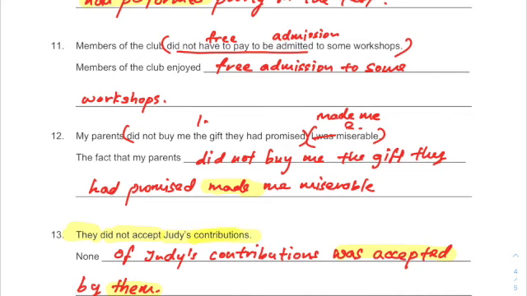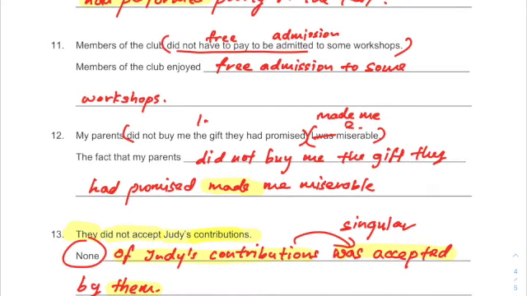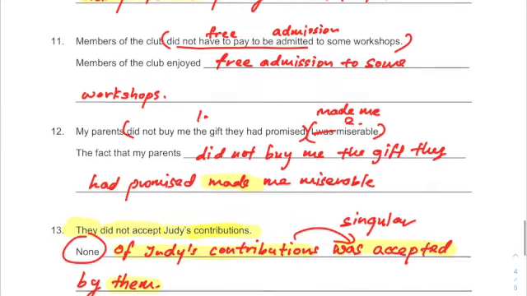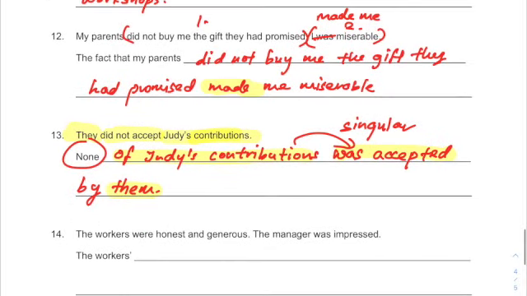and Judy's contributions becomes none of Judy's contributions. And again, none of is always singular. So be a little bit alert if you have the word none of here, right? It's always in the singular because 0 is considered as singular in English, all right? So over here, honest and generous becomes honesty and generosity.